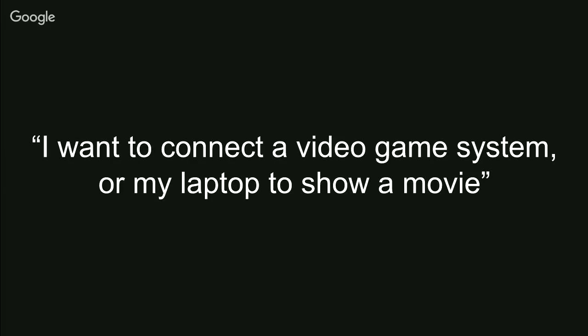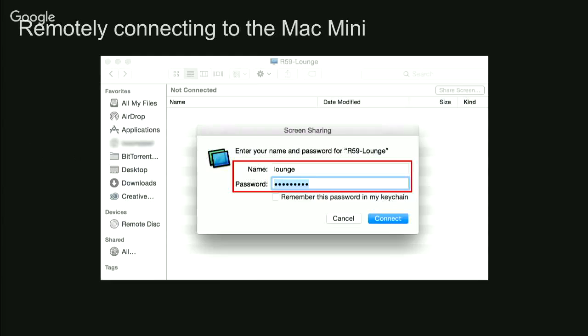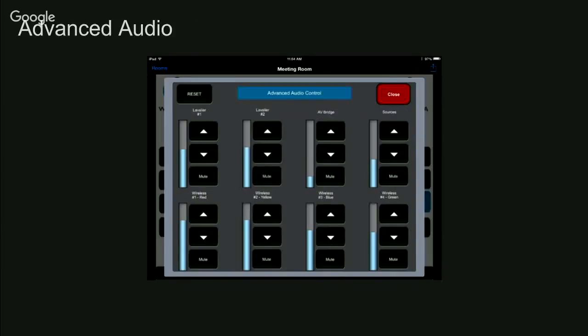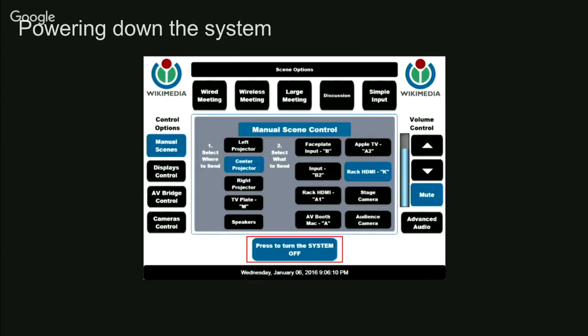All right, say you want to connect to your video game system or your laptop, or you just want to show a movie. To do so, it's super simple. You can use one of the presets on the iPad. I'll go back to that right now. We have these presets up here and these scene options. Say you just wanted to watch a movie on your laptop.